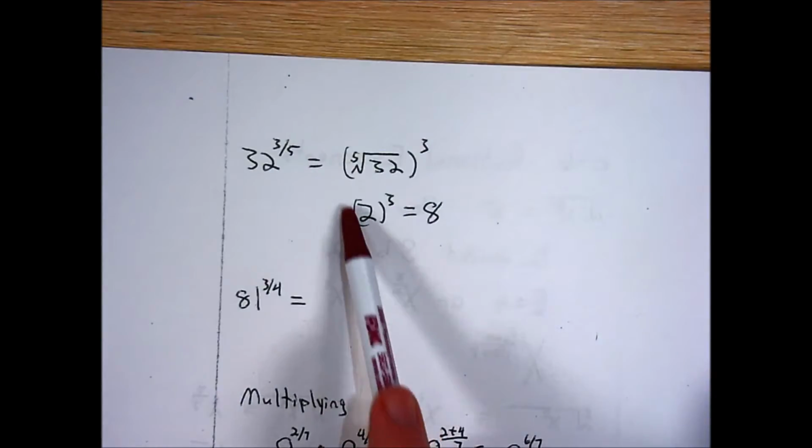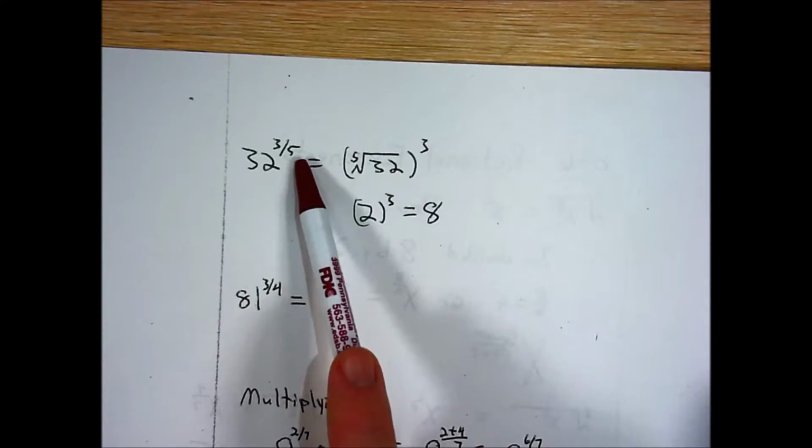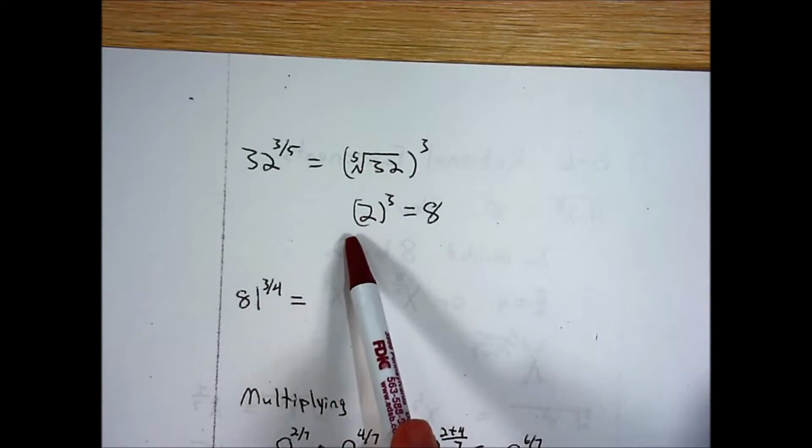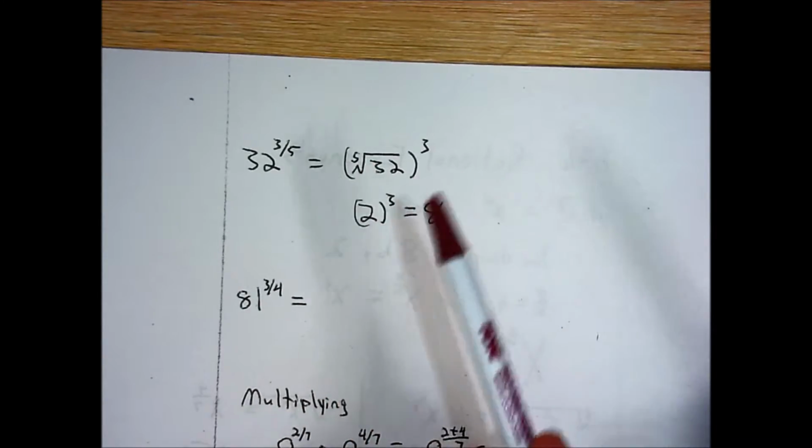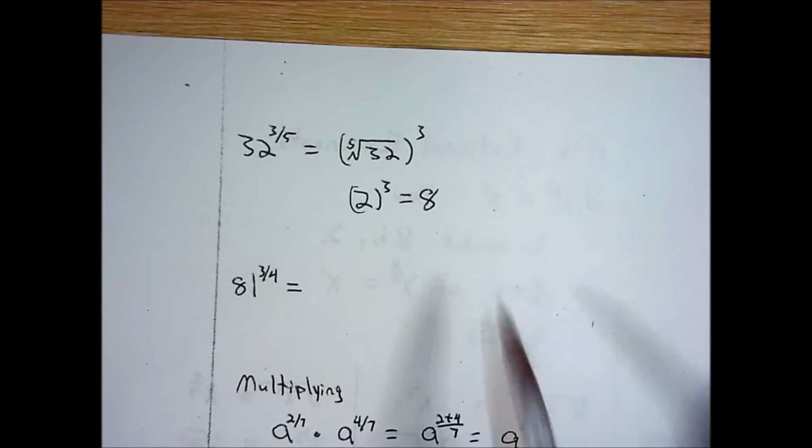Just another example problem. Okay, do the root first. 5th root of 32 is going to be 2, and then 2 to the 3rd is 8. We'll skip that one. We've done enough of those.